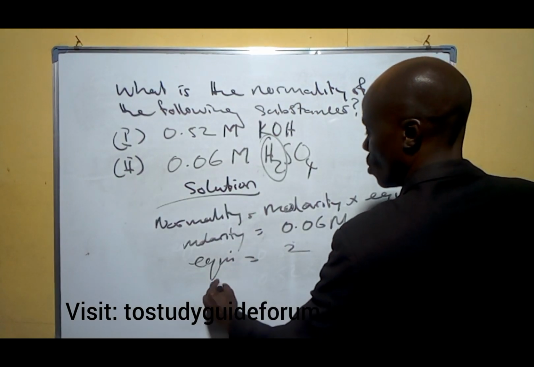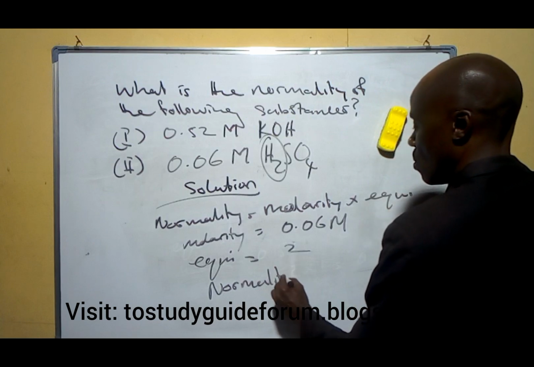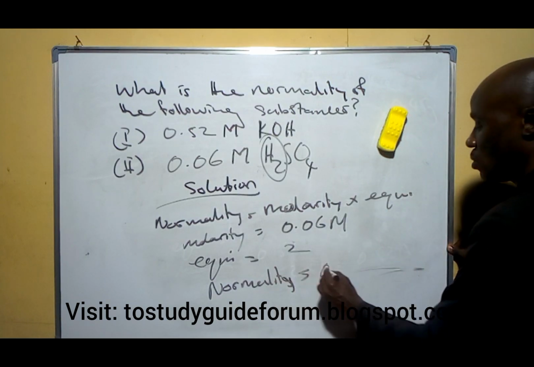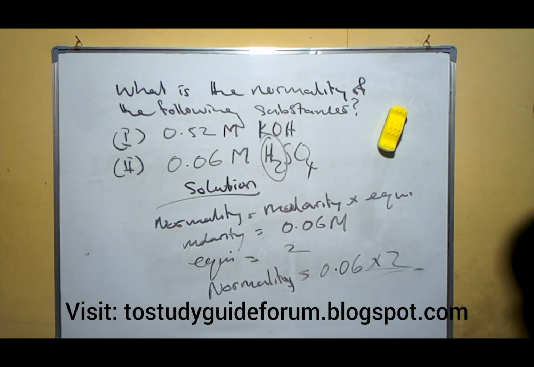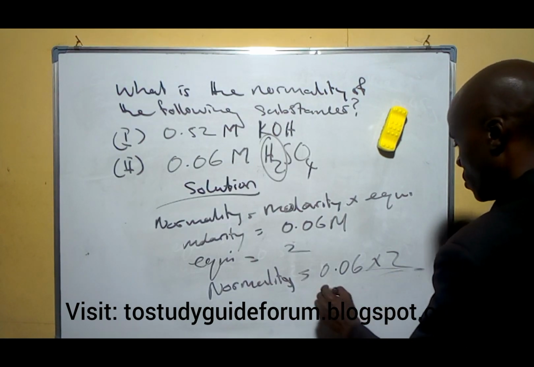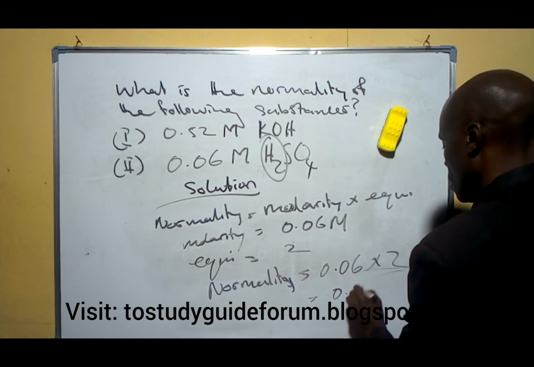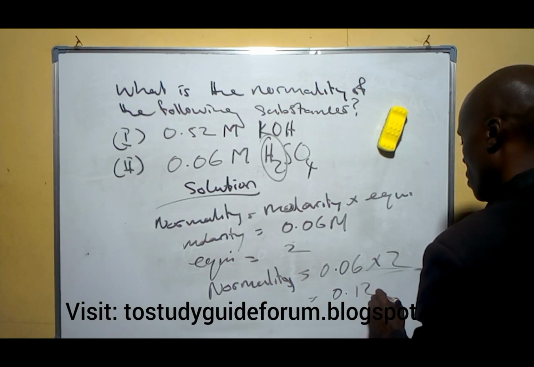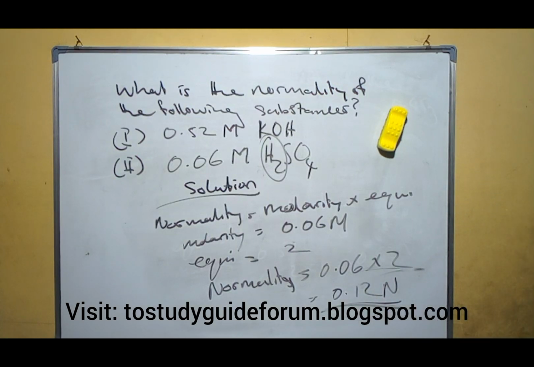So the normality will then be 0.06 times 2, that will give us 0.12 normality. All right, thank you so much for being a part of our class today.